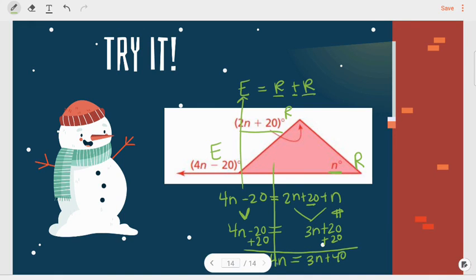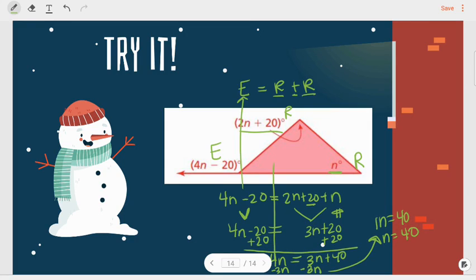Now this is my variable side, like I want it to be. The right is my number side, so I've got to get rid of anything with a variable. So minus 3n, which results in 1n is equal to 40. And that simplifies to n is equal to 40.